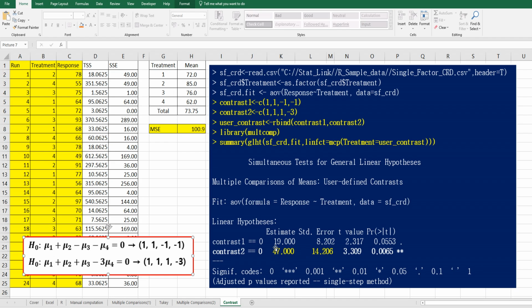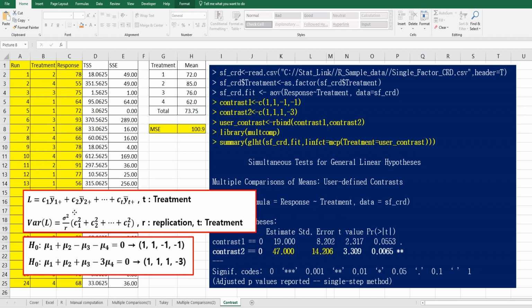In this video, I will show you how to get the estimate value here and standard error, right? So we need to use this formula. So let's calculate L first and standard error. So in order to calculate L, we need to combine all marginal sums, right?